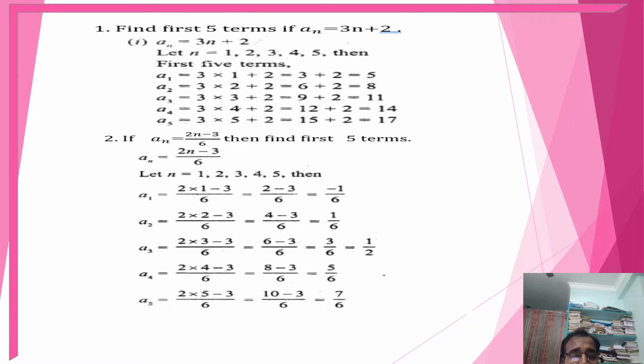Similarly, a4, if we substitute n as 4, 2 fours are 8 minus 3 by 6, that is 5 by 6. a5: 2 into 5 minus 3 by 6, 10 minus 3, 7 by 6. Let us go with the next slide, students.